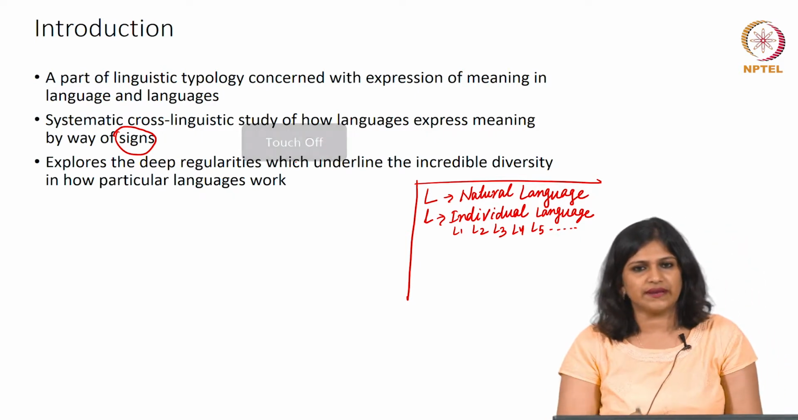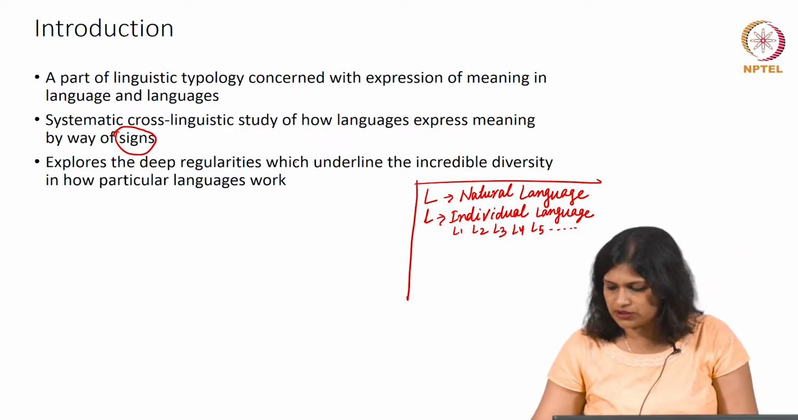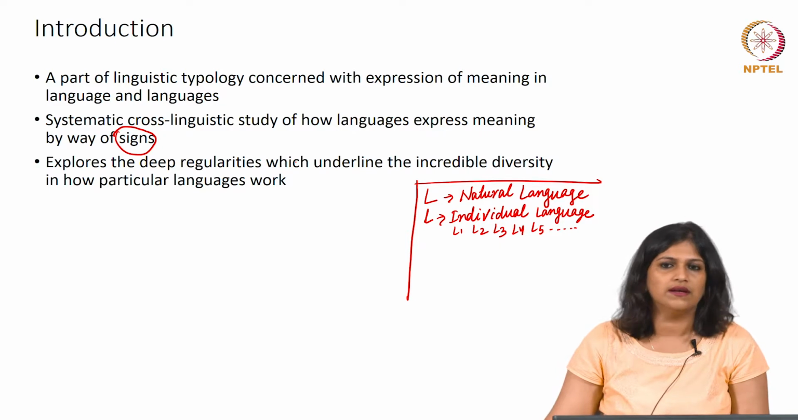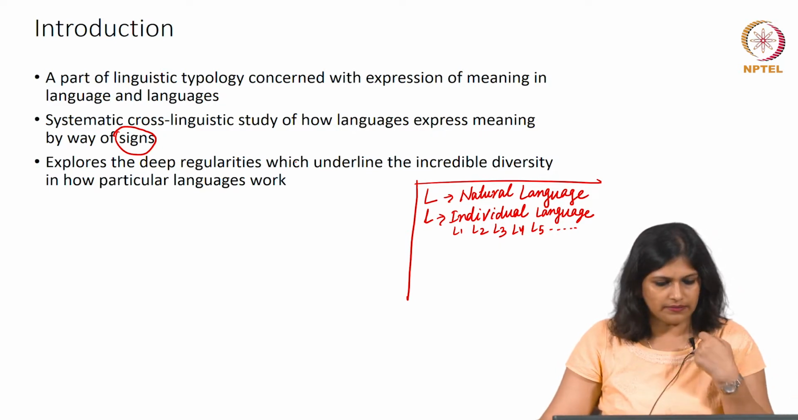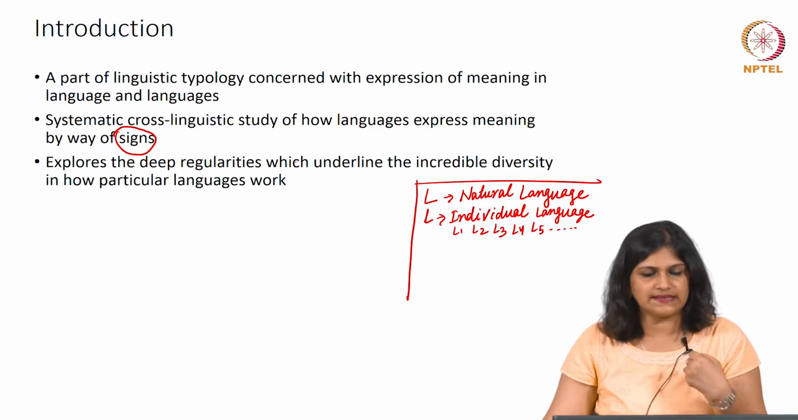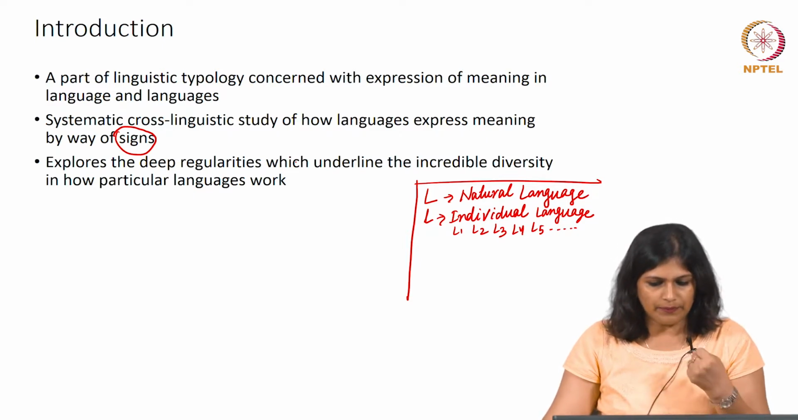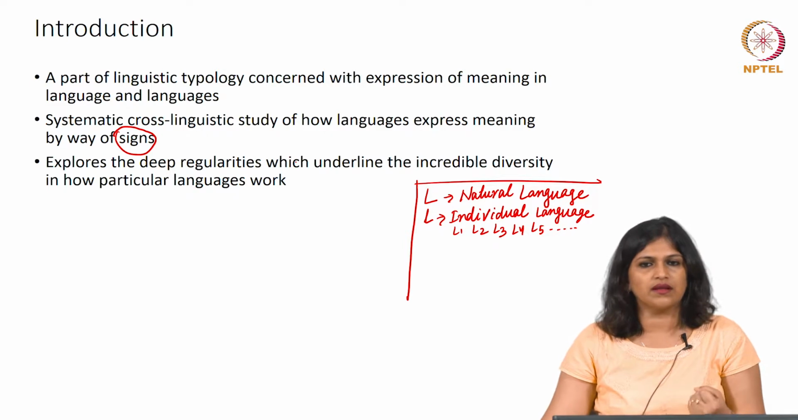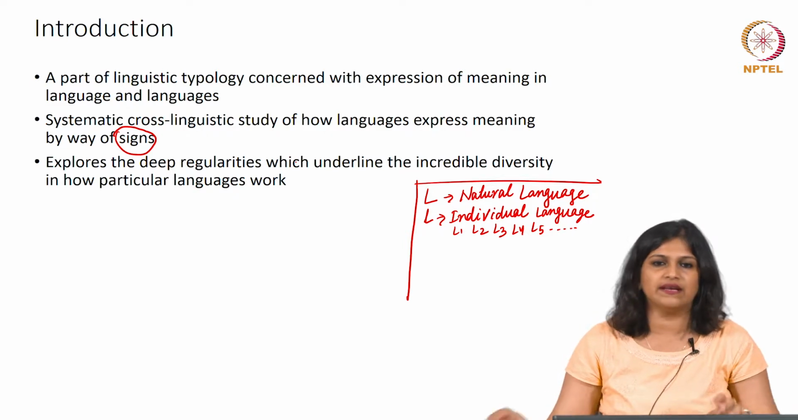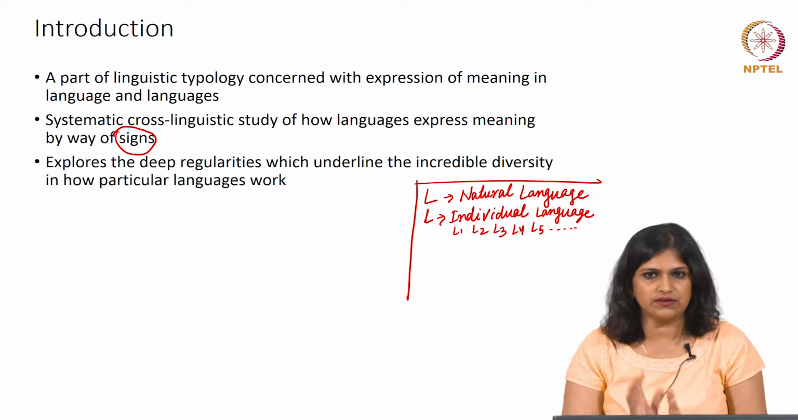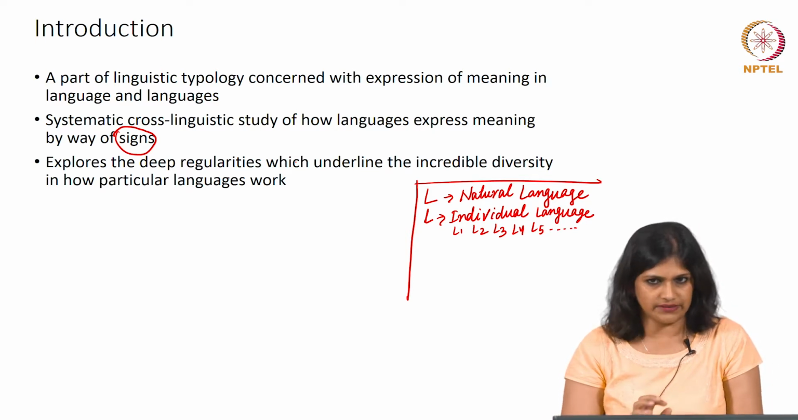So, signs. When I say signifier and signified relation, those who know about it, maybe in the meanwhile I will just give you a brief idea. But I would expect you to understand that when I say semantic typology, I am primarily concerned with the meaning aspect: how languages express meaning by way of symbols and signs, right.